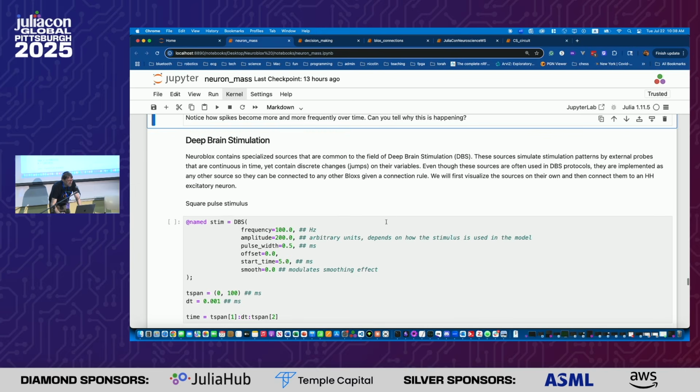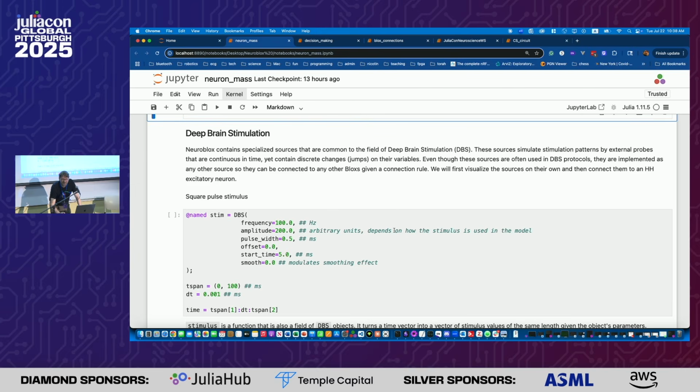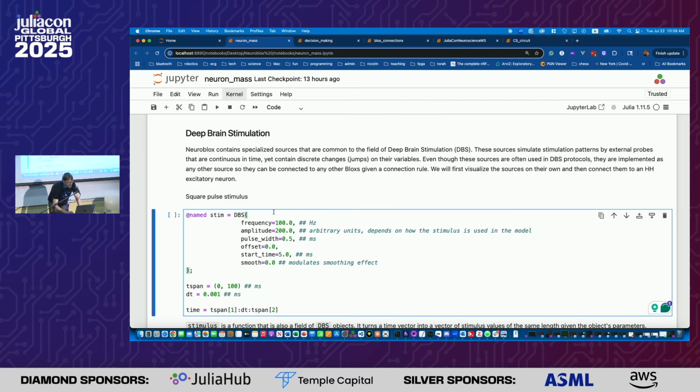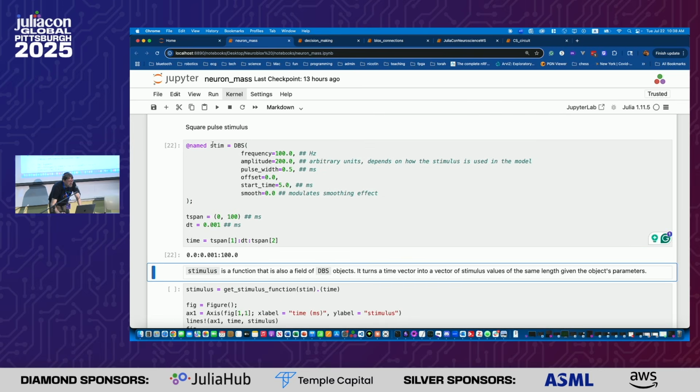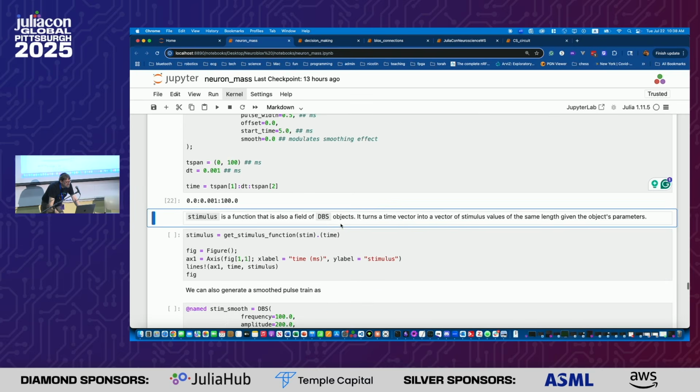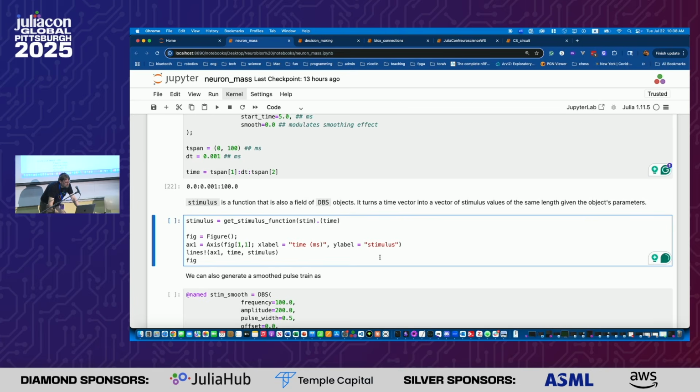Now we get to the deep brain stimulation. Again, Hermann coded all of this, and I hope everything is working. So we create a stimulus, which is a DBS. You create it at a certain frequency with a certain amplitude, with a certain pulse width. You can set the offset. You can also set the start time. So you want to maybe let the system equilibrate for a little while until you start the spikes. And you can also set the smoothness of the spikes.